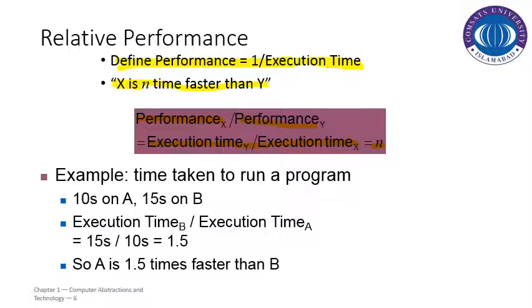And we can discuss this with an example. Suppose we run a program on two systems, system A and system B. The execution time of completing that program on system A is 10 seconds, and on system B it's 15 seconds. So we can clearly say that A is much more efficient than B in terms of response time or execution time.